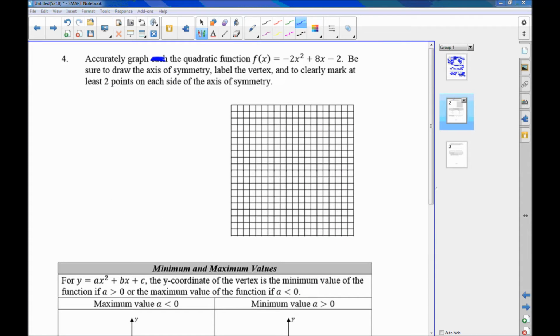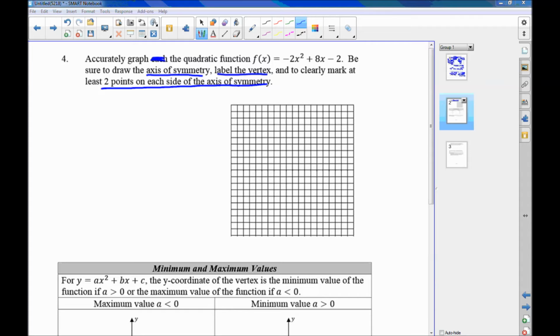Okay, on the top of our second page, number 4 says, accurately graph the quadratic function f of x equals negative 2x squared plus 8x minus 2. So be sure to draw the axis of symmetry. That means you have to find that. Label where the vertex is, and clearly mark at least 2 points on each side of the axis of symmetry. So remember that our vertex is on the axis of symmetry, so we just need to label that point and then 2 extra points on each side.